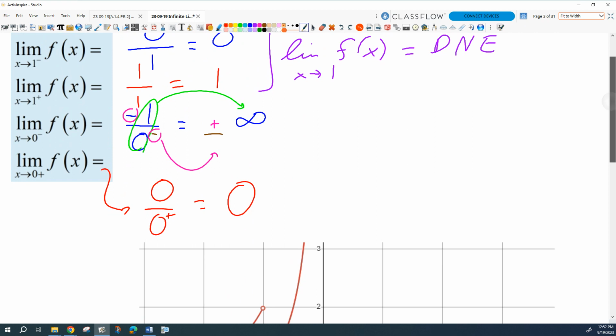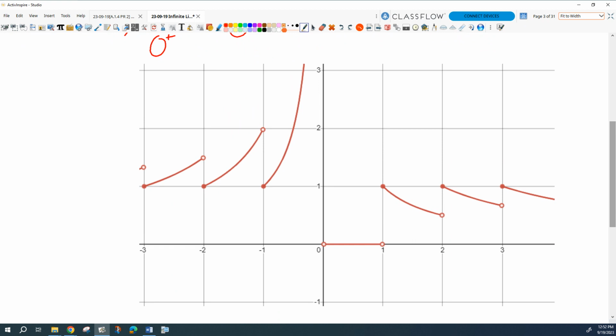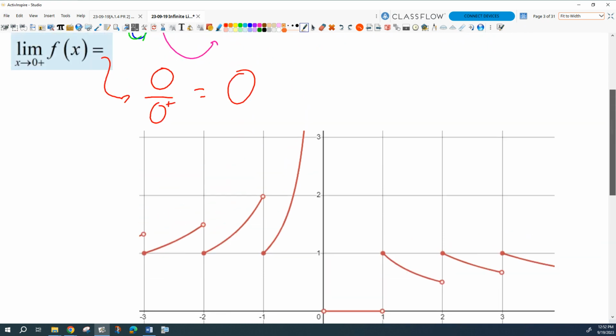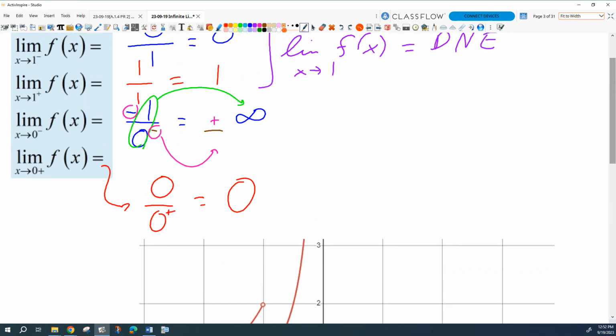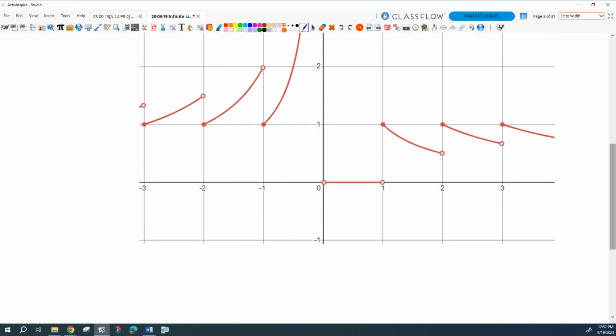Okay, how about as we approach 0 from the left, we got an infinite result. Yeah, we do. Look, the ant is climbing up towards infinity. So we're getting the right results here. As we approach 0 from the right, we got exactly 0, which is true. The ant anticipates stepping on a y value of 0. Make sense?